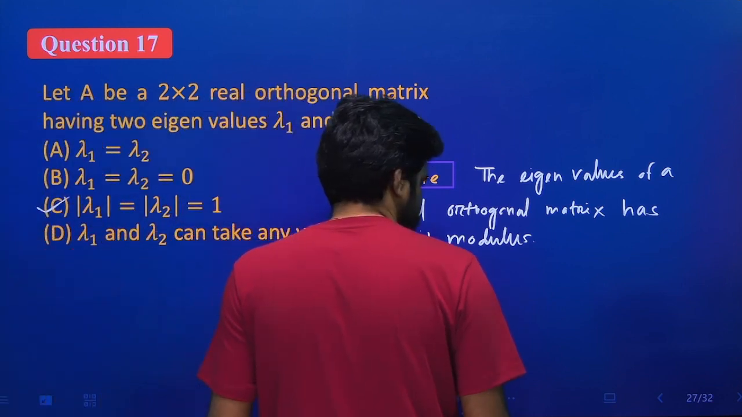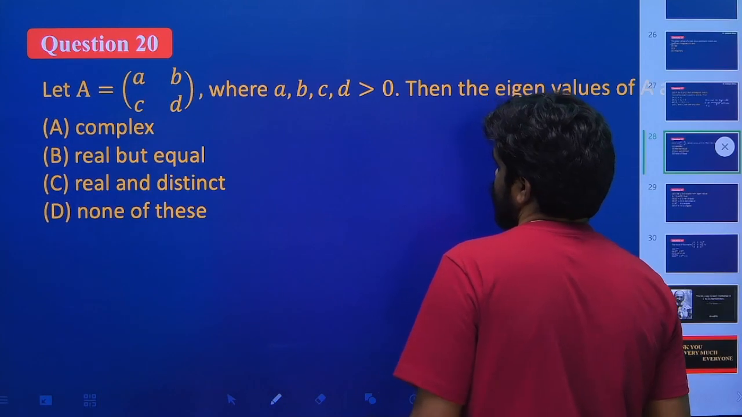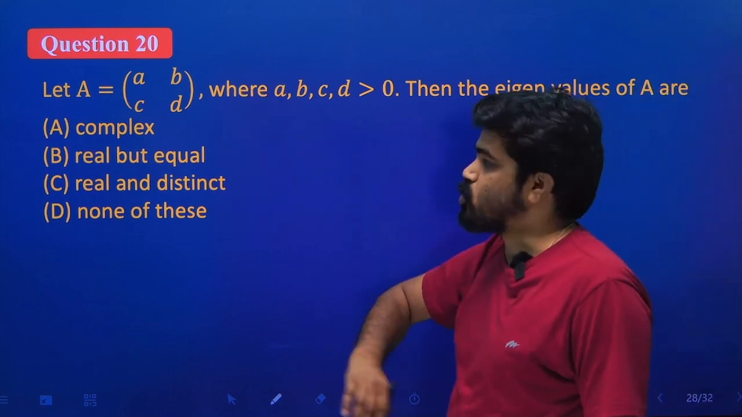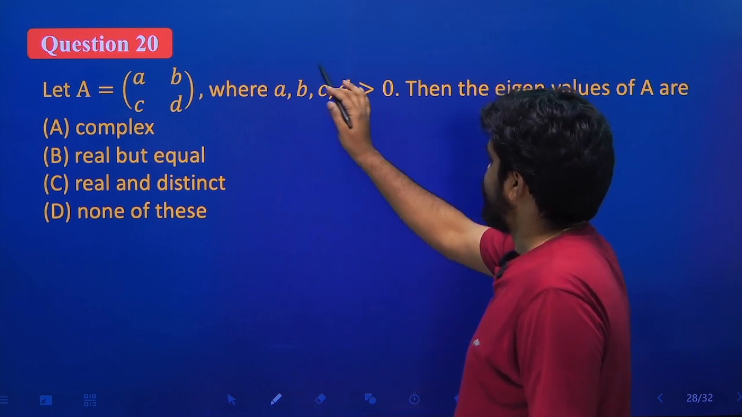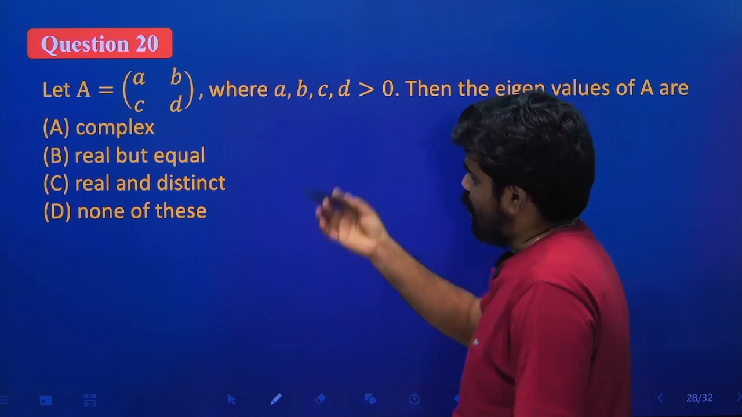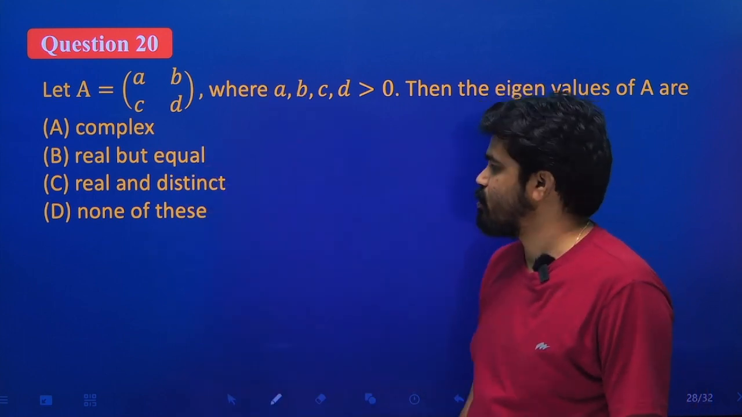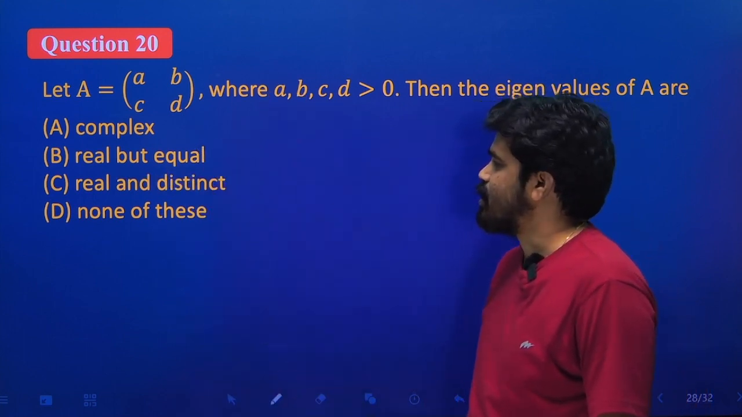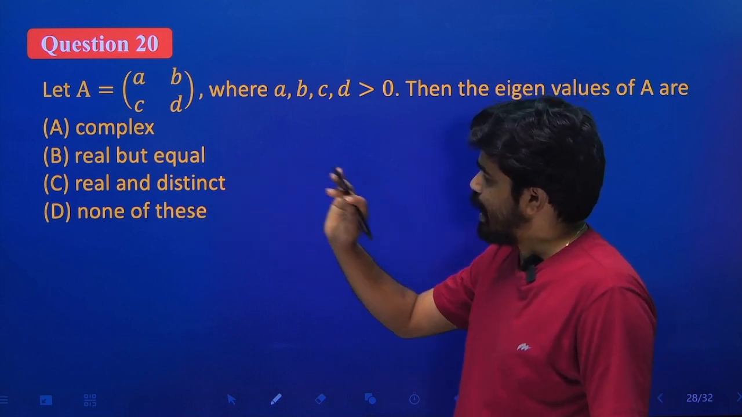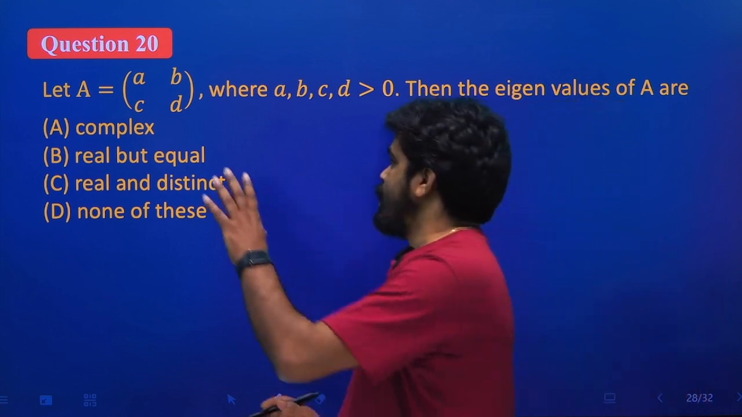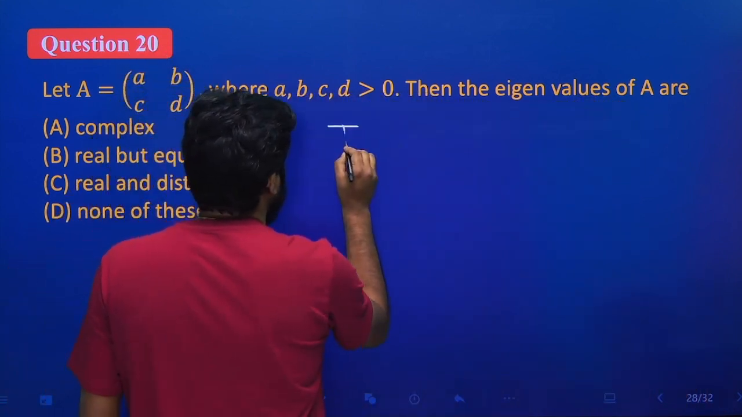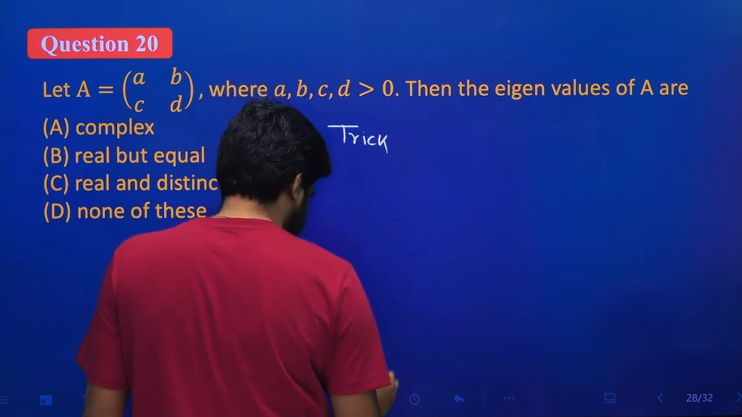Okay, so what is given here? A is a 2 cross 2 matrix with entries a, b, c, d, where a, b, c, d are positive. Then the eigenvalues of A are complex, that is not possible; real but equal, that is not possible; real and distinct; none of these. Just see, it is a 2 cross 2 matrix. Just apply a short trick.